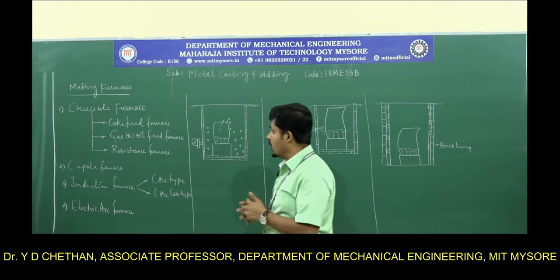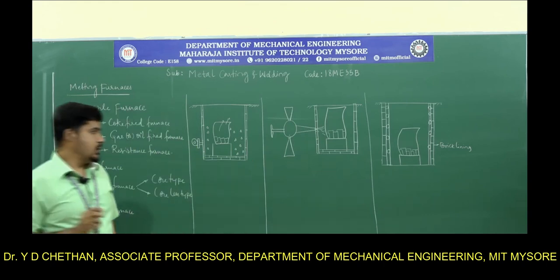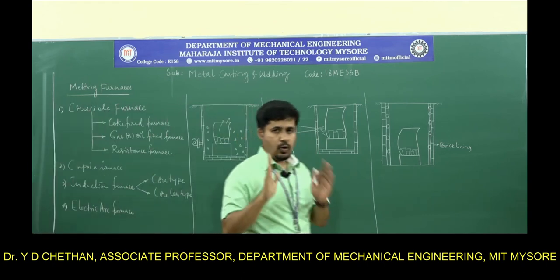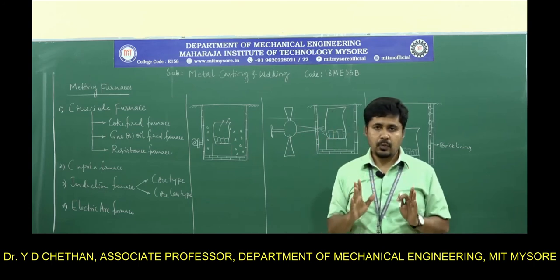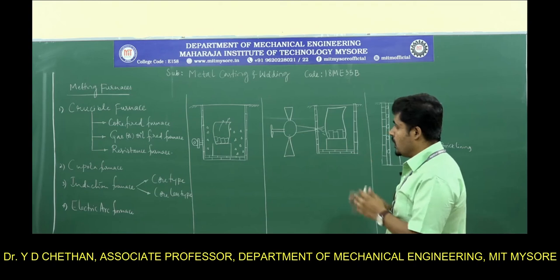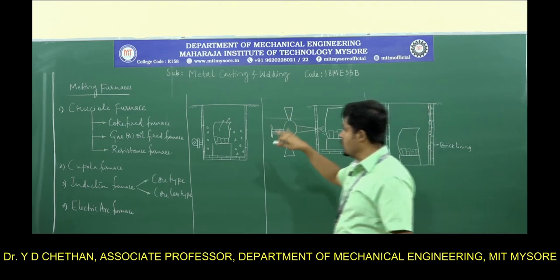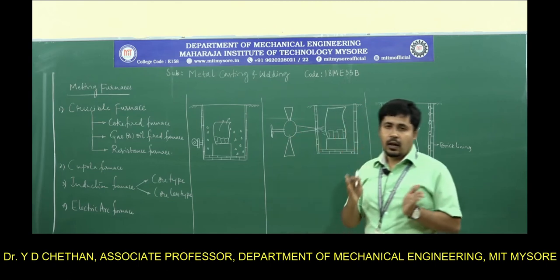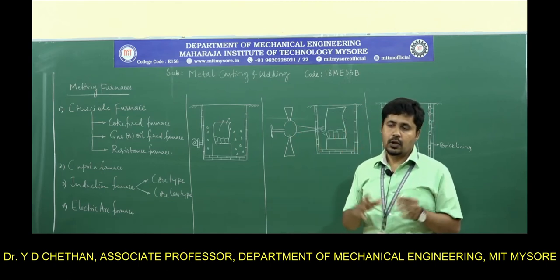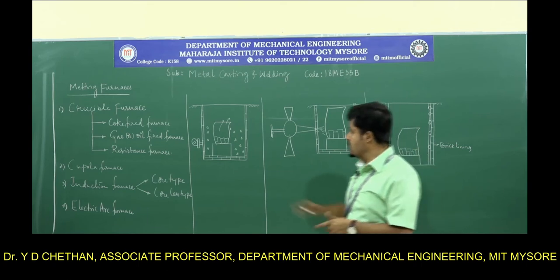Let us take up the first one, that is the crucible furnace. The crucible is a melting pot made out of clay and graphite. This crucible is meant for placing the ingots or the raw material that is to be converted to the liquid state. This is the crucible.